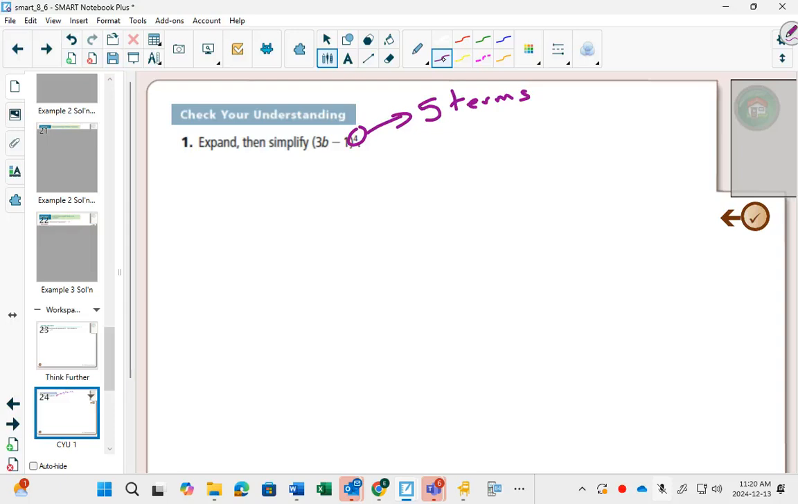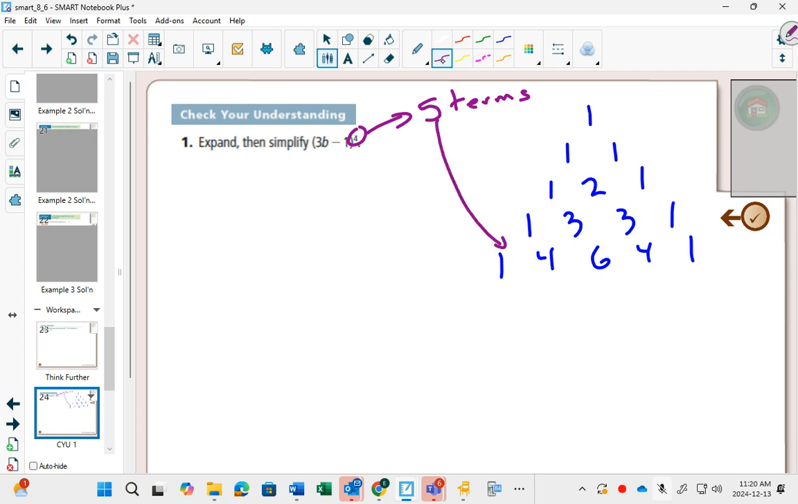This is helpful because if I look at my Pascal's triangle, which row will I have to go up to? I have to go up to this one that has 5 numbers. So if my exponent is 4, it's going to tell me, hey, there's going to be 5 terms. Pascal's triangle is going to tell us the coefficients. We have to go up to the row that has 5.